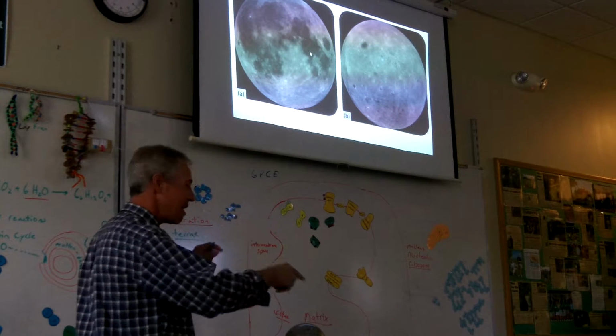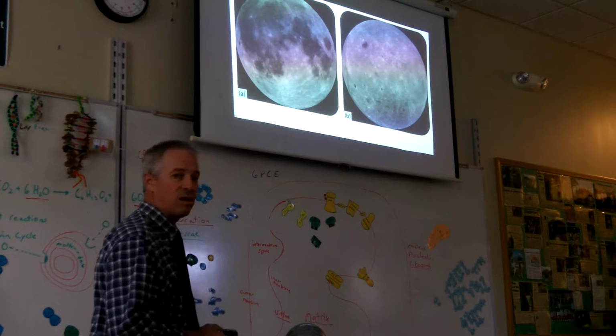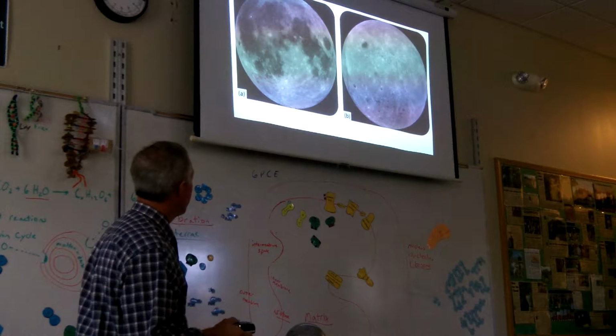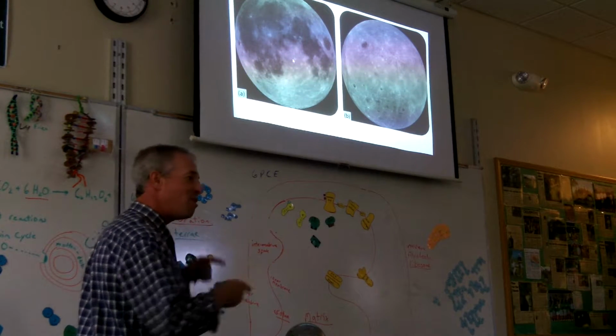Craters come from things hitting the surface. Anybody know? This isn't for points. Because it's older there. It's older here than it is here, so it should have more craters. It should have had more impacts.